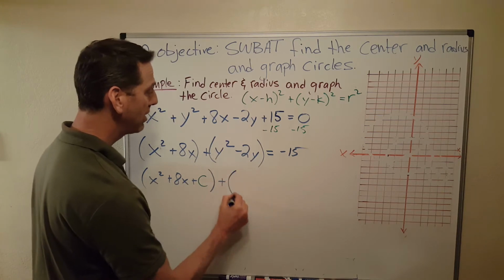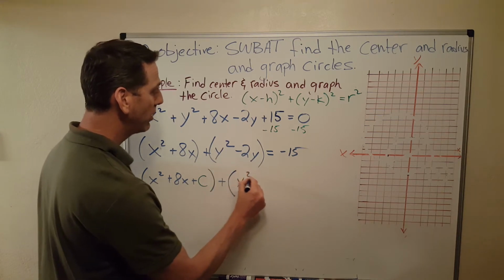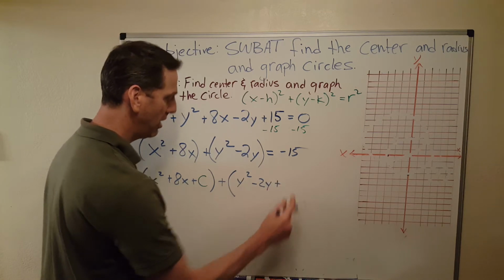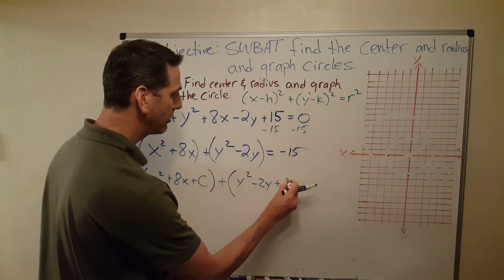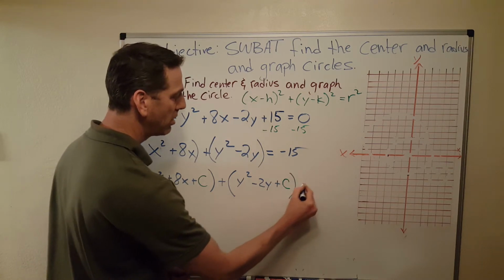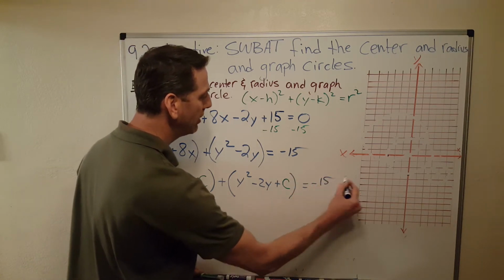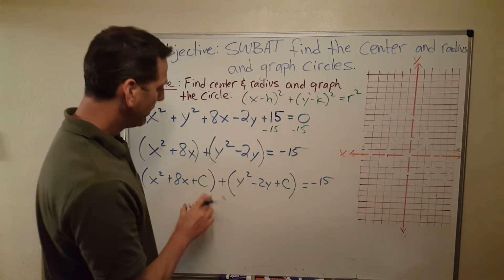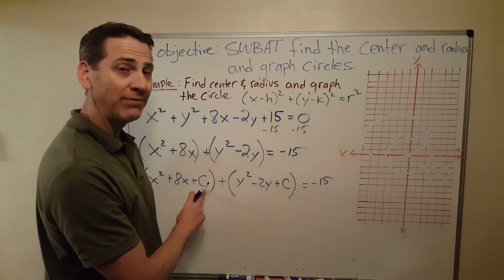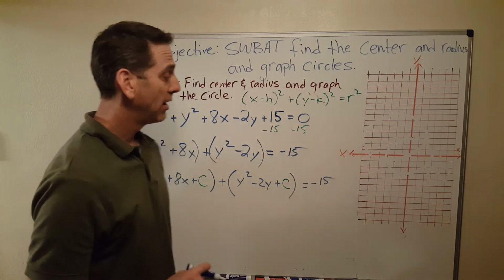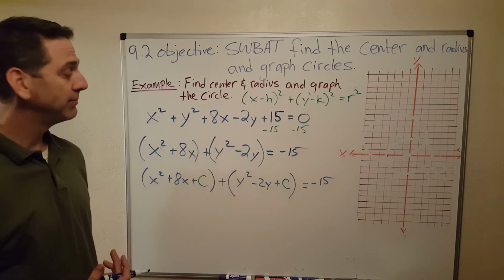I'm going to add, okay, y squared minus 2y plus, and I'm going to have to complete the square on this one as well, equals negative 15. All right. So I need to figure out what this c value is going to be for my x's and my y's. All right, well, how do I do that?